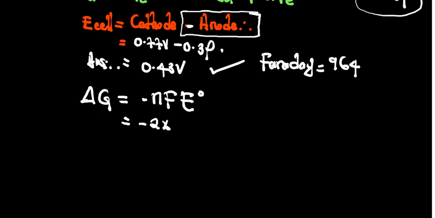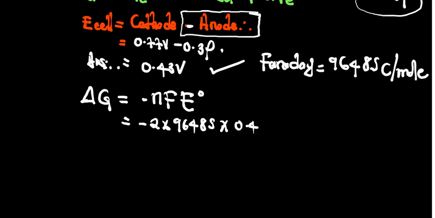85 coulombs per mole. So that is -2 times 96,485. Then you multiply it by the E cell that you found, which is 0.43 volts. And we know that when you multiply this value here, this is a negative, this is a negative. So it means that the entire value you're going to get here will be a negative value.